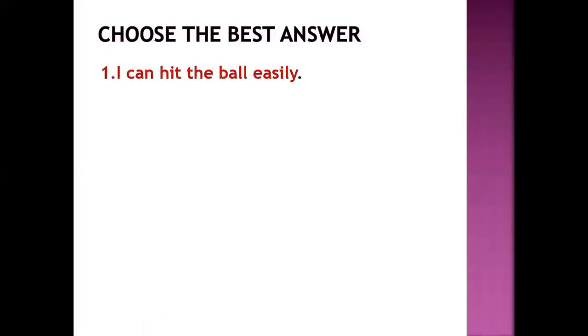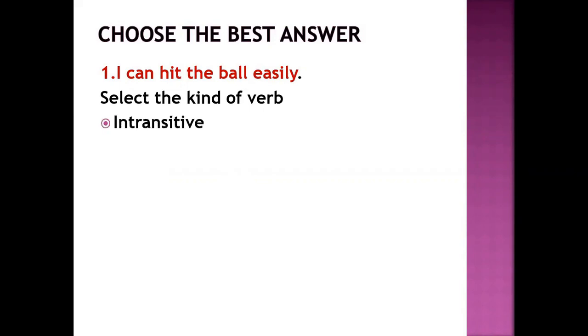Choose the best answer. I can hit the ball easily. Select the kind of verb. Now you have to check, is it an example of intransitive, transitive, or dynamic? I can hit the ball, hit. Here, if you see subject, then verb, the object is also given. What does it mean? Will it be intransitive or transitive? So it is an example of transitive because the object is given. When an object is given in a sentence, the verb of that sentence will be considered transitive.